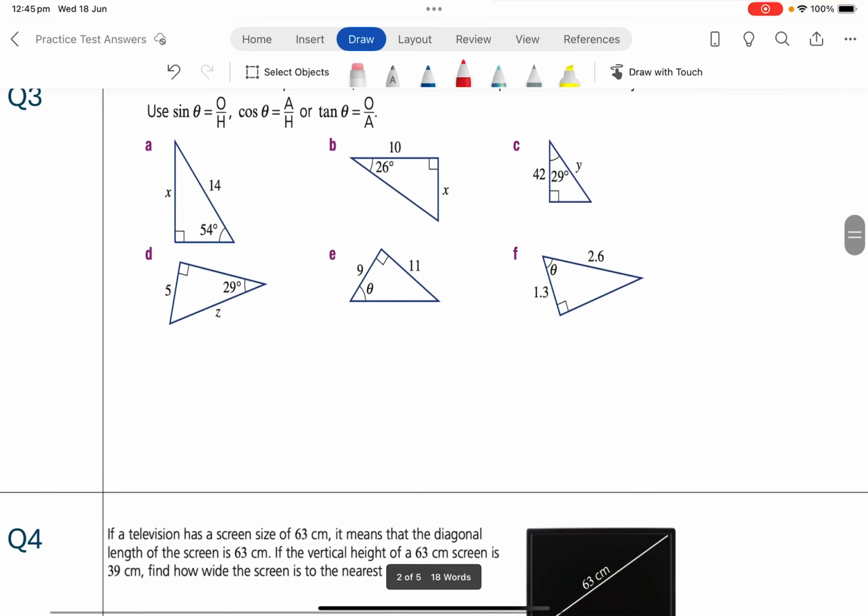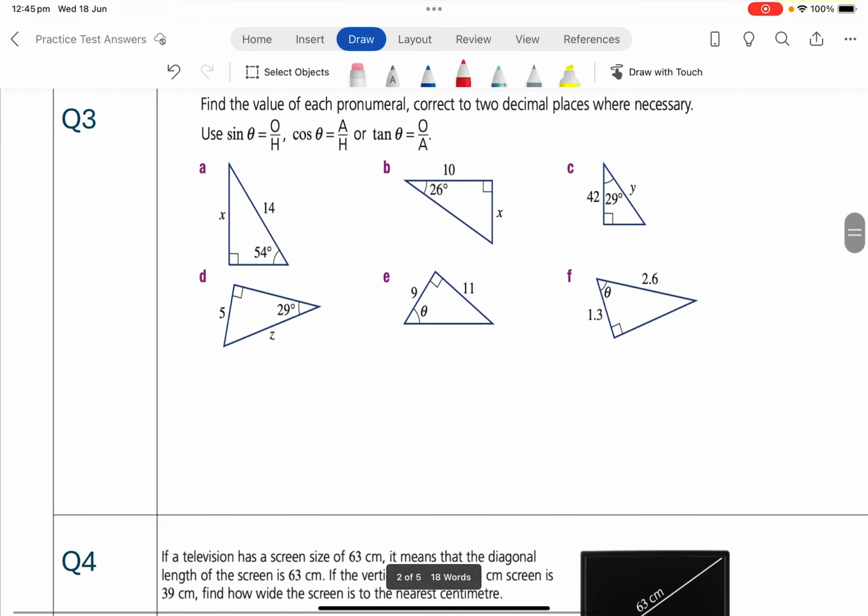This one's going to take a little bit of a while. The first thing we need to do is same as before. We need to label our triangles. So 54, that's going to be opposite. That's going to be hypotenuse.